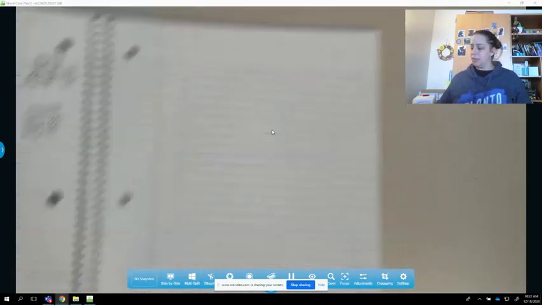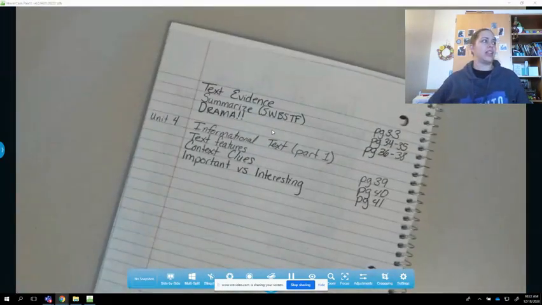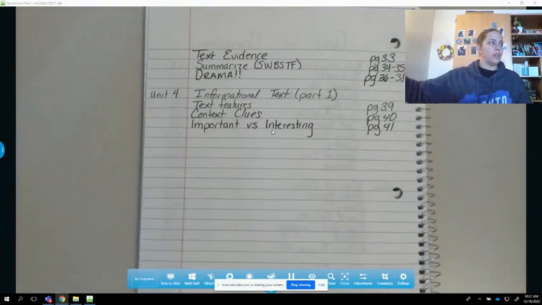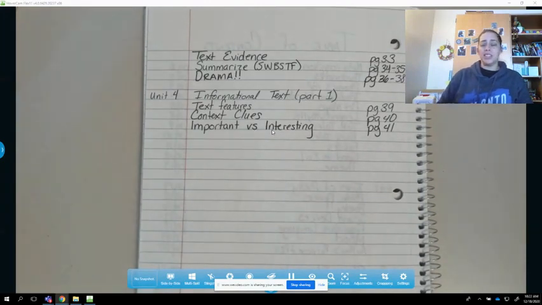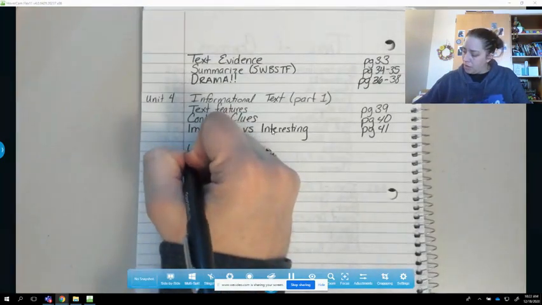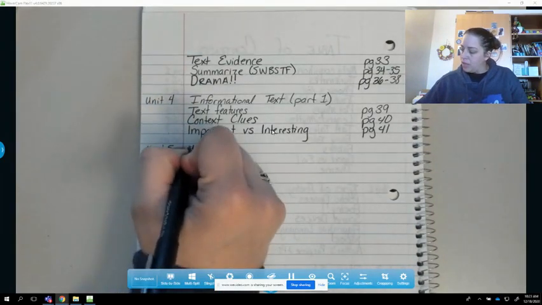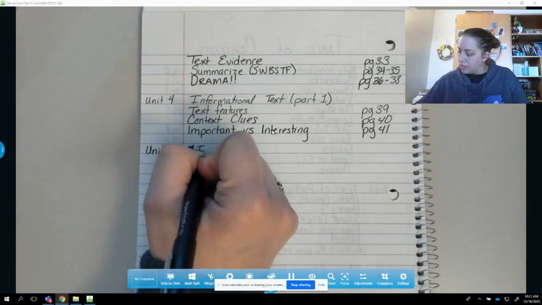Now I have so many things in my table of contents. I am already on the second page. We have also finished Unit 4 already. And so I'm going to mark this as Unit 5. Oops, not right there, right here. Unit 5. And in Unit 5, we're going to start with text structures.